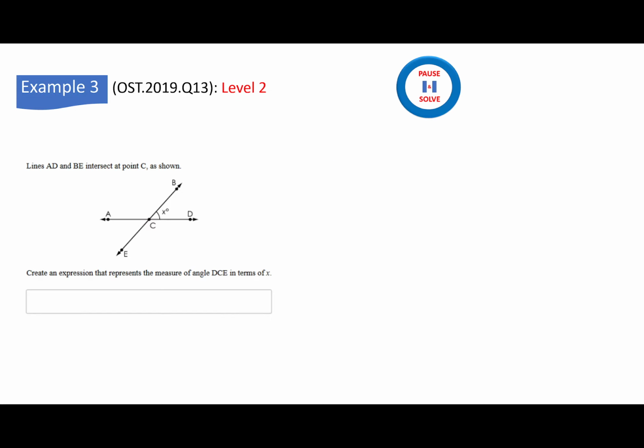Example 3. Lines AD and BE intersect at point C as shown. So understand the question. AD and BE intersect at this point here. This is x. Create an expression that represents the measure of angle DCE. Obviously, no calculator for a question like that. So I'm going to call this angle DCE y.